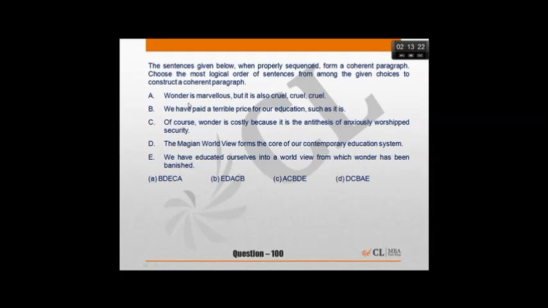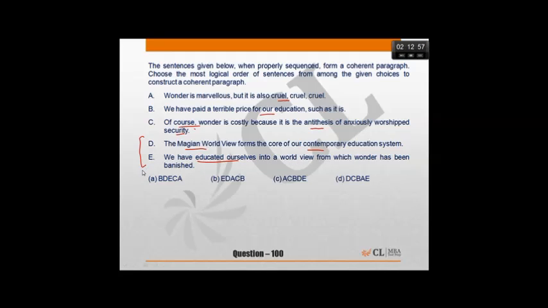Parajumble again. Wonder is marvelous, but it could also be cruel. We have paid a terrible price for our education such as it is. Of course, wonder is costly because it is the antithesis of anxiously worshipped security. The Magian worldview forms the core of our contemporary education system. We have educated ourselves into a worldview from which wonder has been banished.